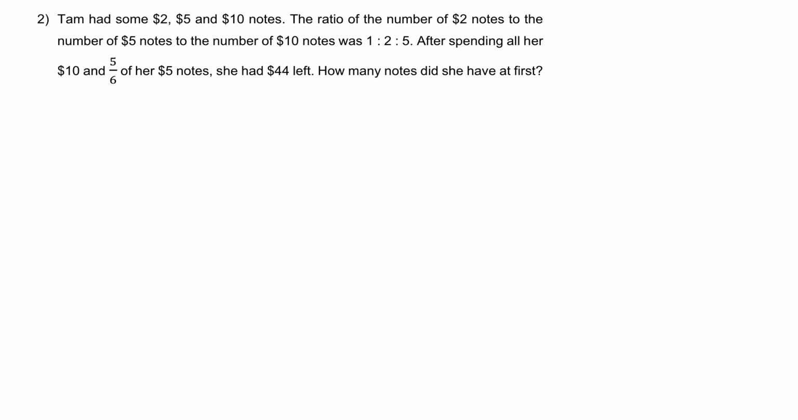Question 2. Tam had some $2, $5 and $10 notes. The ratio of the number of $2 notes to the number of $5 notes to the number of $10 notes was 1:2:5. After spending all her $10 and 5/6 of her $5 notes, she had $44 left. How many notes did she have at first?